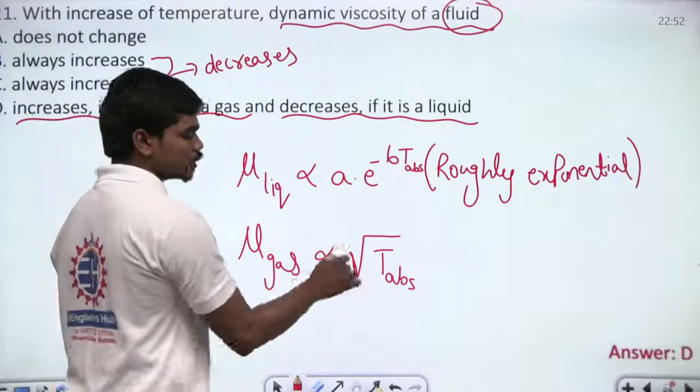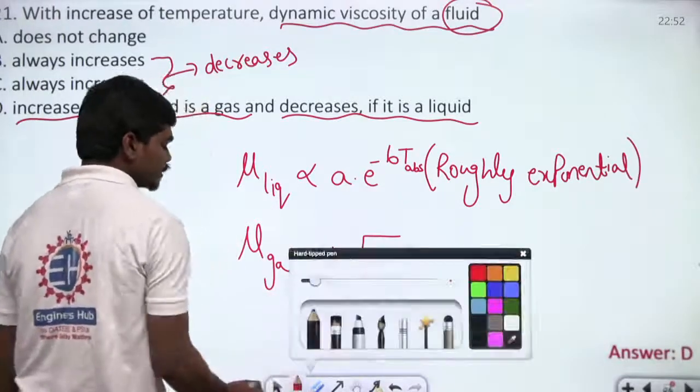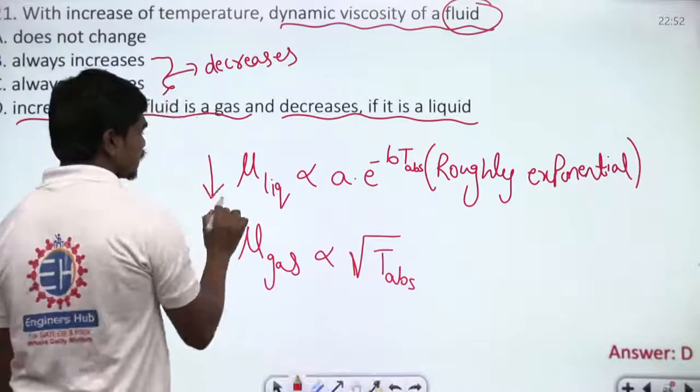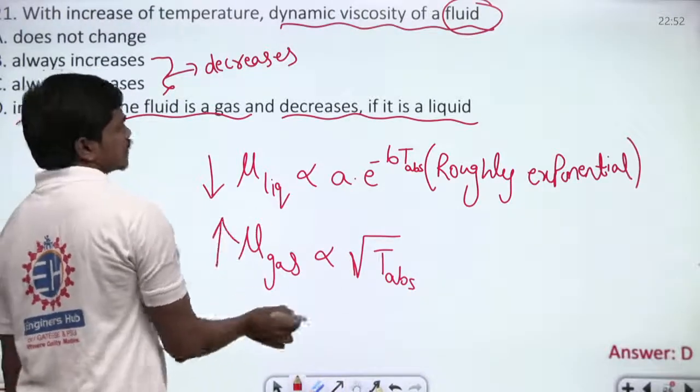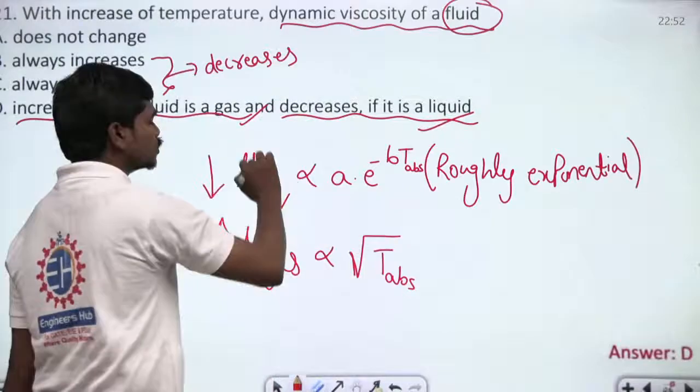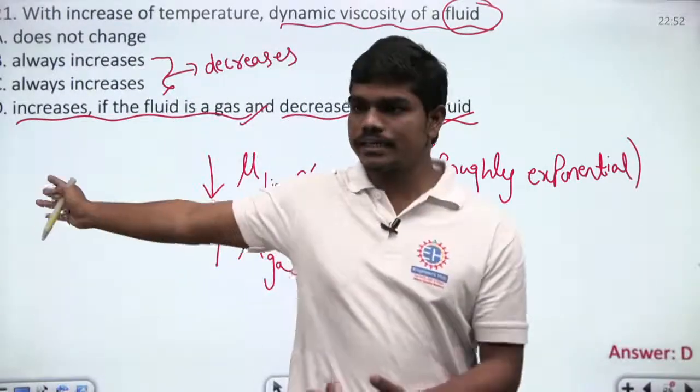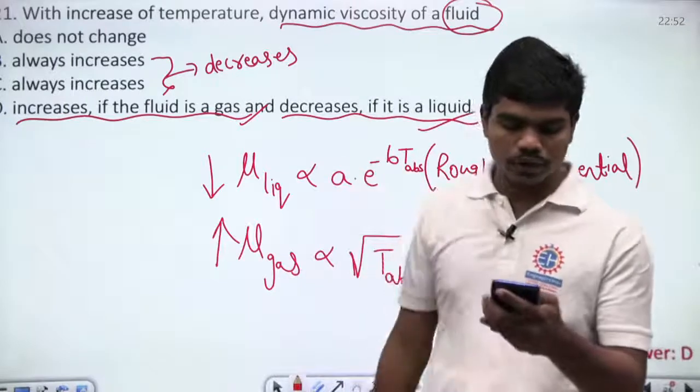So mu of a gas is proportional to T absolute. So in the case of liquids, viscosity decreases as temperature increases, and in the case of gases, it increases. So this is the correct option that can suit, because fluid means they mean both liquid and gas. So D is the correct option. Yes, as told by you.